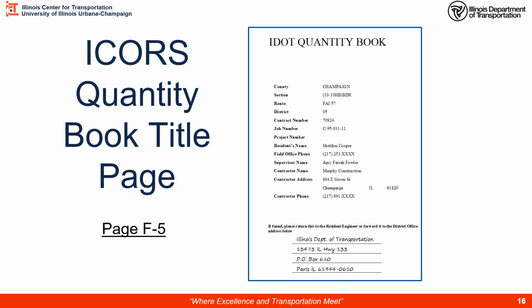Here is the I-Corps quantity book title page. Once it's printed out, same type of information. Here we have our contract information, and we've got our contact information for the resident and the contractor. Please found, return to. Hopefully your quantity book is not out in the field with you, particularly if it's an I-Corps.